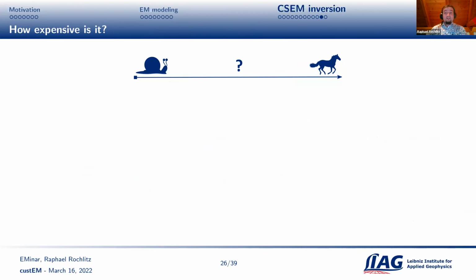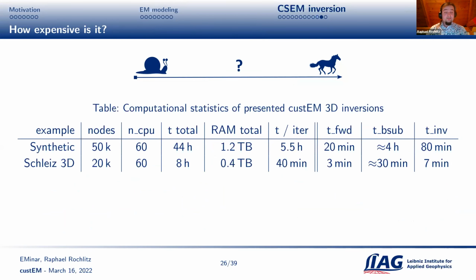So now you probably want to know how expensive these custom inversions are. And these are just the numbers for the two models I've shown you. The synthetic model is quite large. It has more nodes than the Schleitz model because this was only a subset of a flight area. I used 60 cores in both cases.